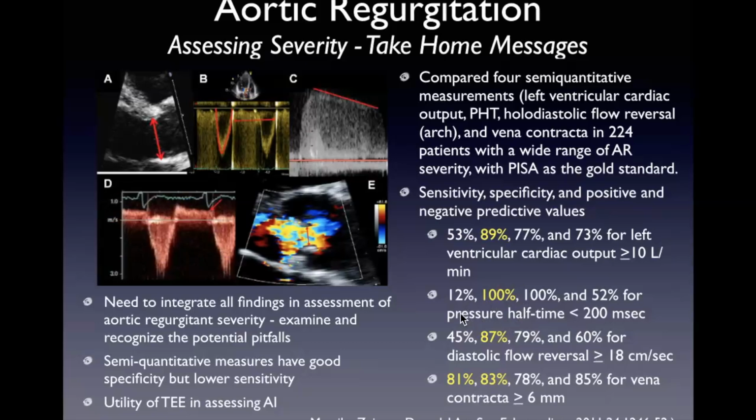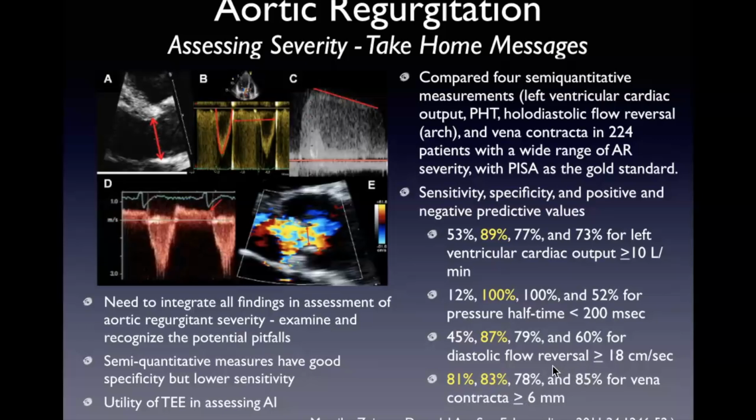Essentially, that's what the poor sensitivity means. They used a cutoff of end diastolic flow reversal of 18 centimeters per second, which is actually fairly low. But if it's present, it's about 87% specific in these 224 patients. And then the vena contracta has pretty decent sensitivity and specificity. So if you get a good vena contracta, it might be a good adjunct to some of the other things that we do normally.